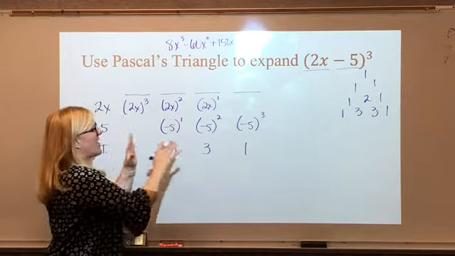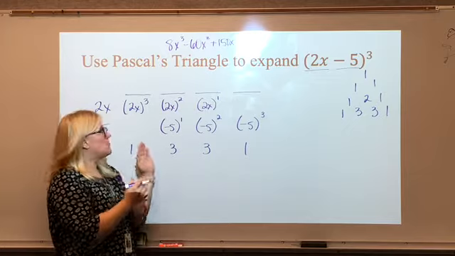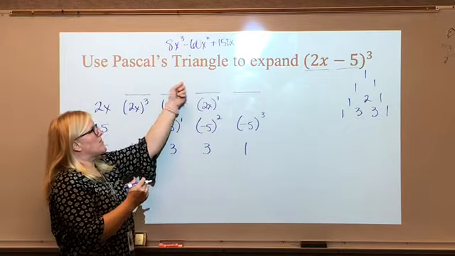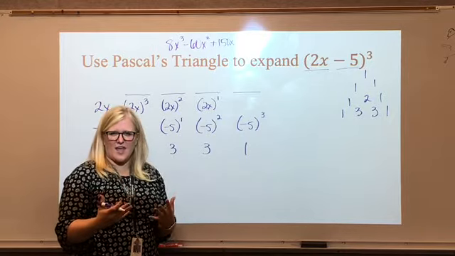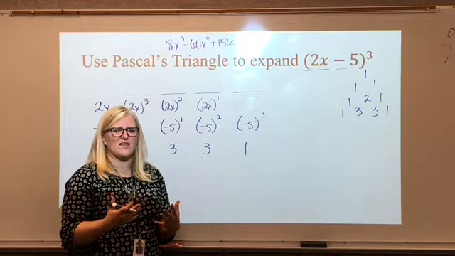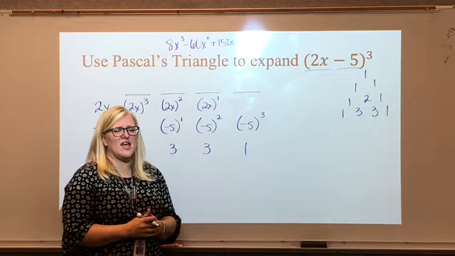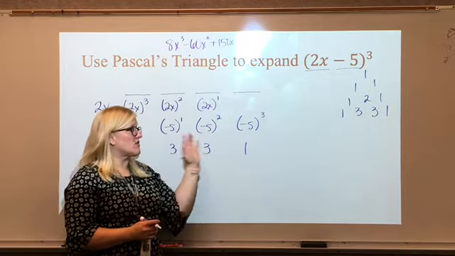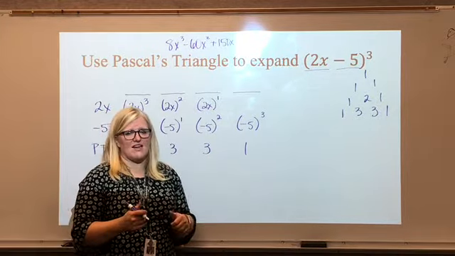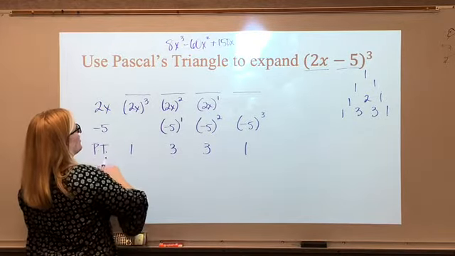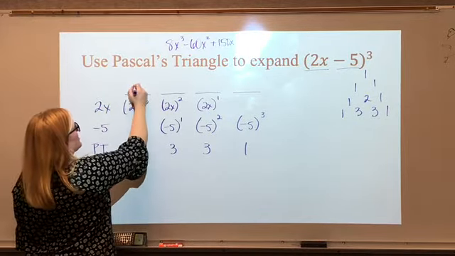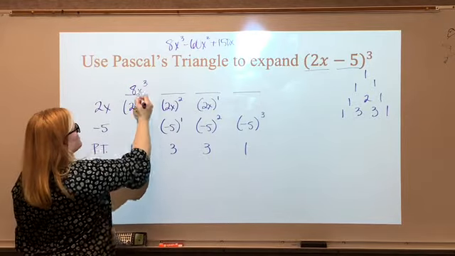And so now that I've got the pieces that I need, I'm going to multiply them all and put them up here. And again, I didn't used to do it this way. I used to do it a different way. So I'm hoping that this explains things a little bit better. But again, if you have another system of how you do this, that is great. Okay, so 1 times 2x to the third. 2x to the third is 8x cubed.